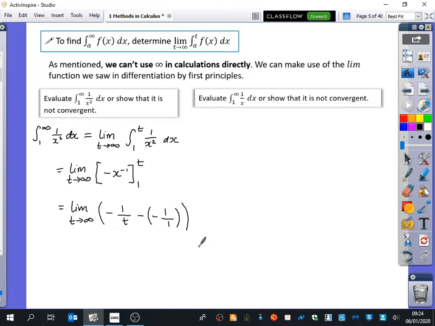So now, as t goes to infinity, what happens to this term that you have here? It tends to 0. It becomes so small. When t becomes infinity, this whole thing here becomes 0. So we can then go straight to what the answer would be. This would just become 1. That's your answer there.